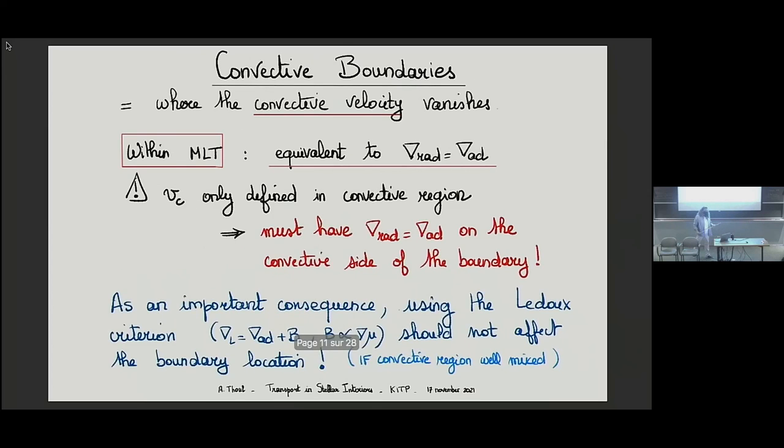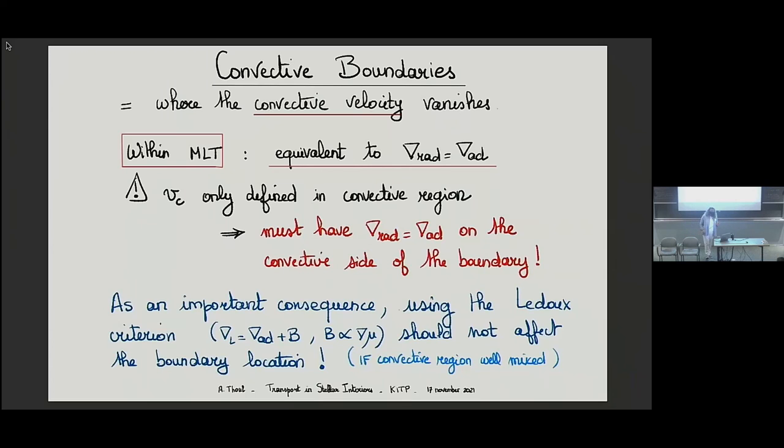So convective boundaries, where should we put convective boundaries? Well, convective boundaries are where the convective velocity vanishes. Velocity, not buoyancy force. It's where the velocity vanishes. Within MLT, that's equivalent to saying that it's where the radiative temperature gradient is equal to the adiabatic temperature gradient.